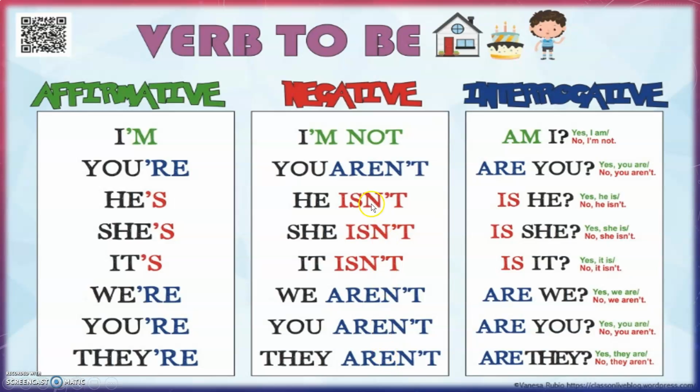Okay? Now, what happens with he, she, and it? He is not, he isn't. She is not, she isn't. It is not, it isn't. So guys, it is optional. If you want, you can say it in the full form as we saw it in the previous video, or with the contraction. For example, she is not my aunt, or she isn't my aunt. Okay. He is not David, or he isn't David. Okay, that's up to you.